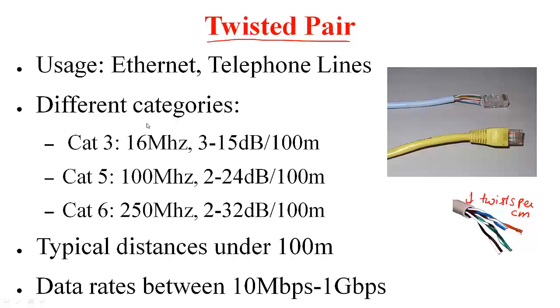So what is of relevance here is this, where this is the bandwidth of the link and this is the attenuation. For example, Cat 5 links have a bandwidth of about 100 megahertz and suffer attenuation between 2 to 24 decibels per 100 meters. Now, why do you think this is a range? This is because different frequencies suffer different attenuations. Lower frequencies suffer less attenuation, whereas higher frequencies suffer more attenuation.